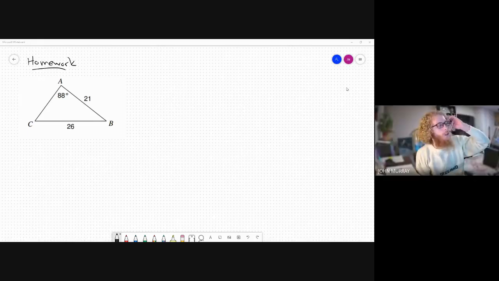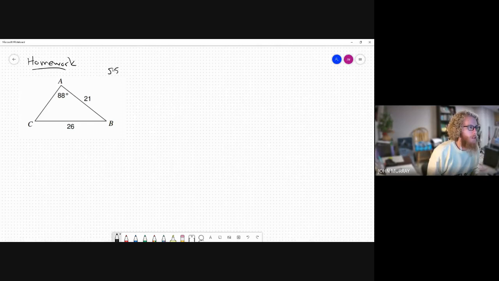All right, so let's start off with the homework. I gave you a triangle. I asked you to find the missing sides using our law of sines. Okay, so here we have an angle and two sides. So again, like we said yesterday, this is an SSA.